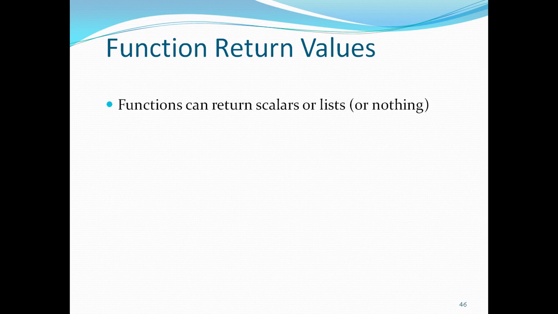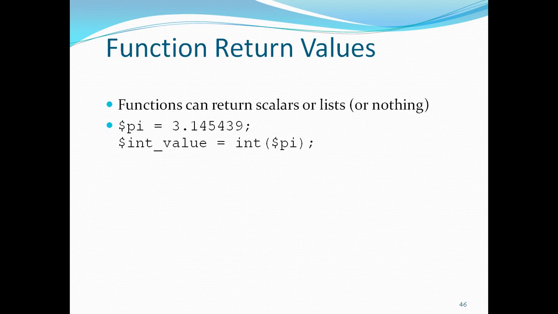Now let's go and see some system defined functions which return some values. Functions can return a scalar or a list or nothing. For example, we know the pi value is 3.145439 or 22 by 7. So it has an integer value and a real value. I don't want this value, but I wanted to print only the integer value of a variable that is defined. For example, I'm taking pi. If you give the int function of this, it will return only the integer value, right?